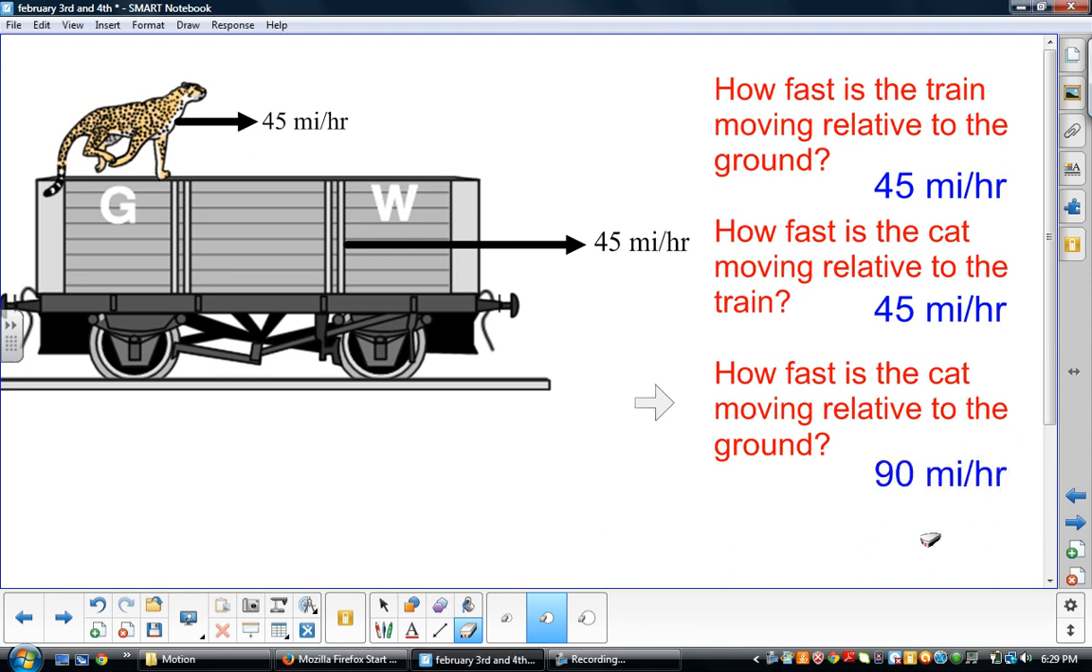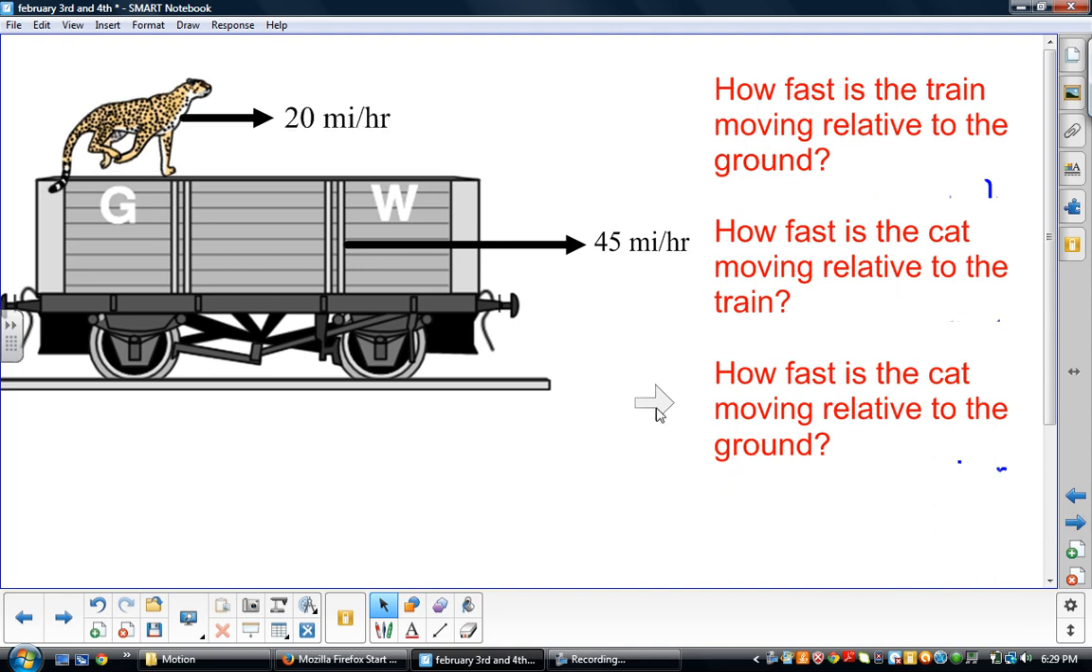It is 90 miles per hour. How did I get that? Well, the train was moving 45. The cat was moving 45 miles per hour in the same direction. Wait, how do we know it was the same direction? Well, because the arrows are pointing the same way. So these two numbers are going to get added together. So relative to the ground, the cat's moving 90 miles per hour.